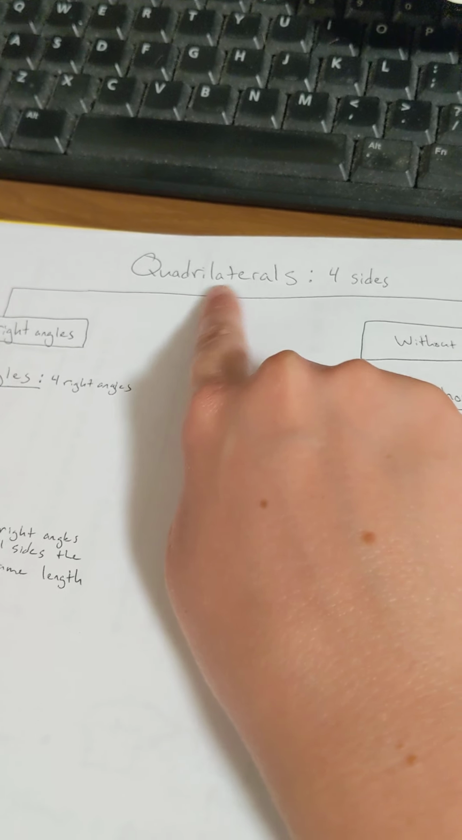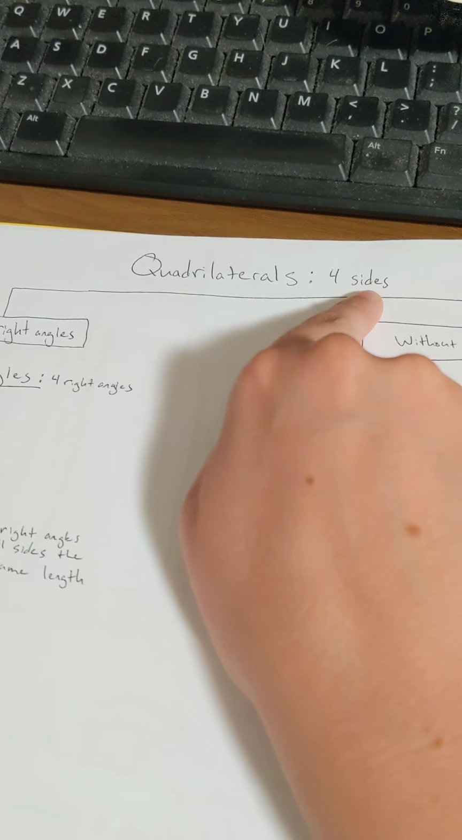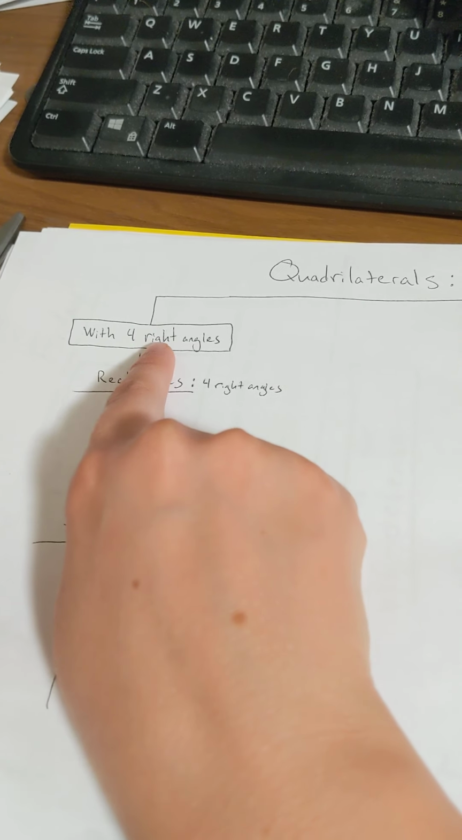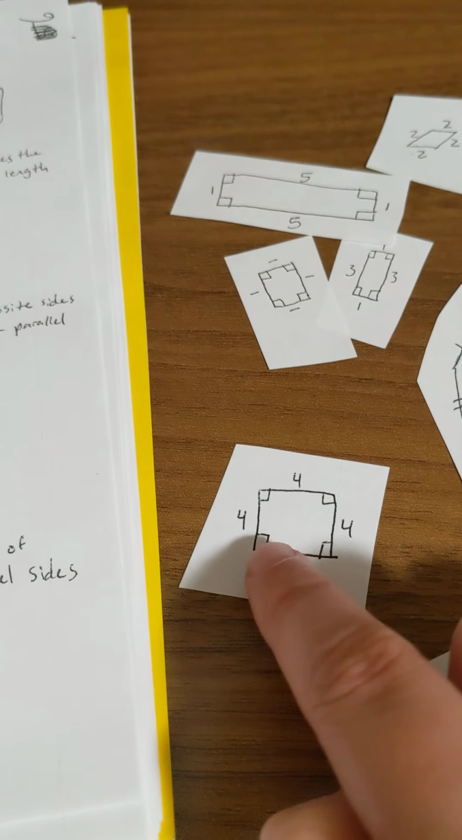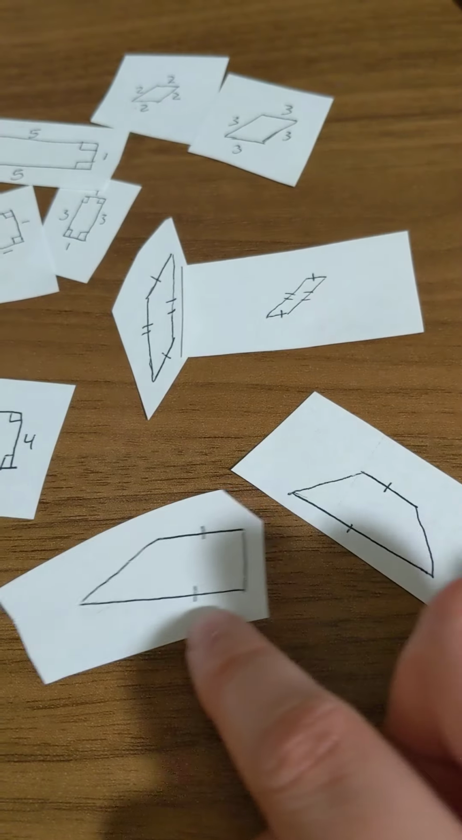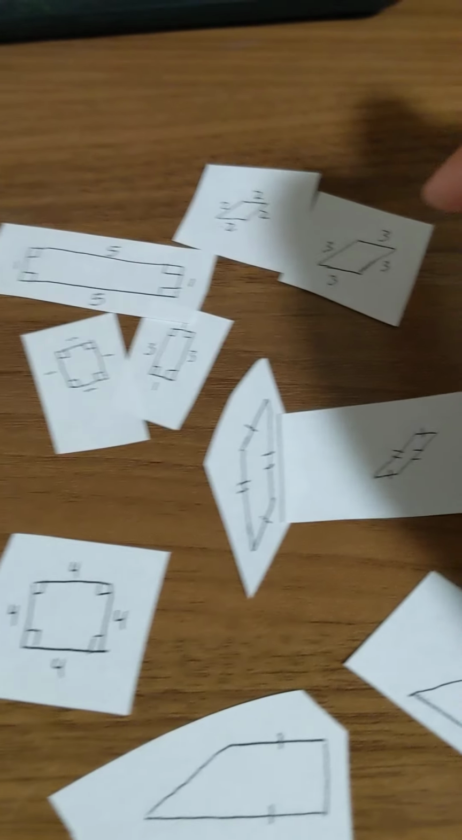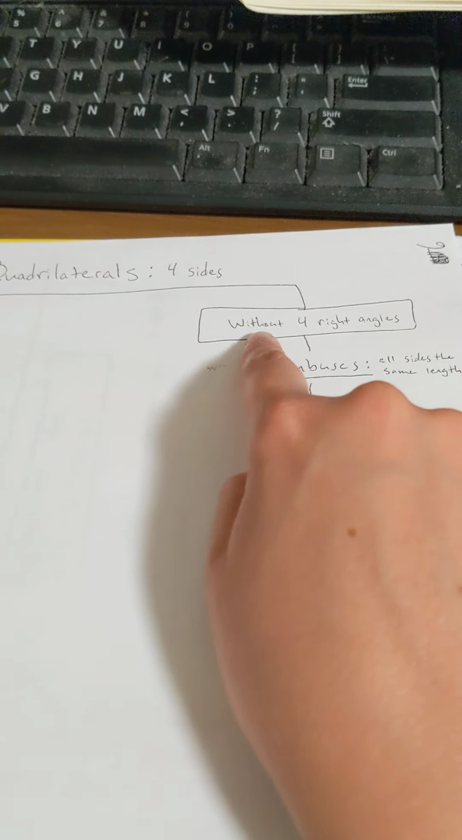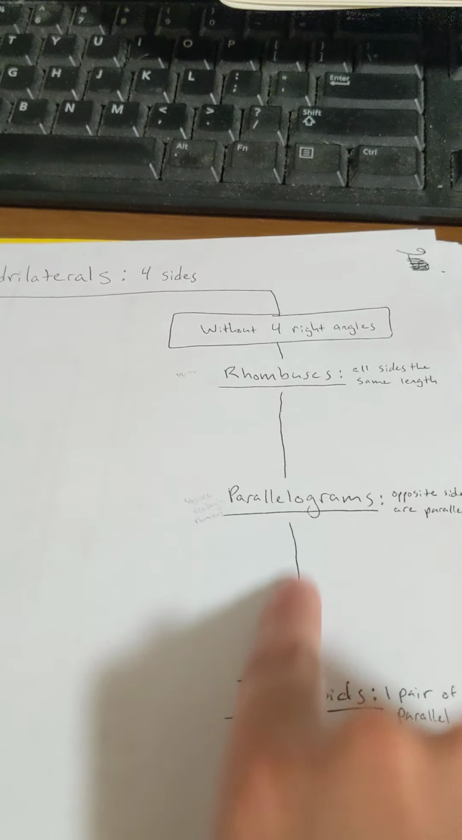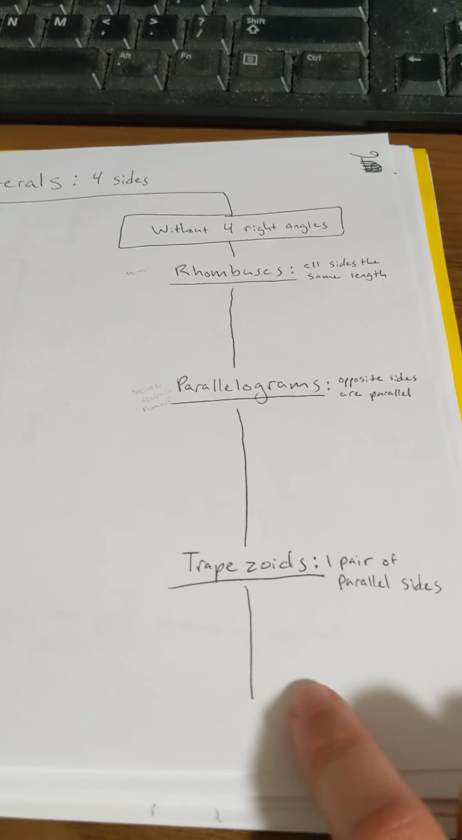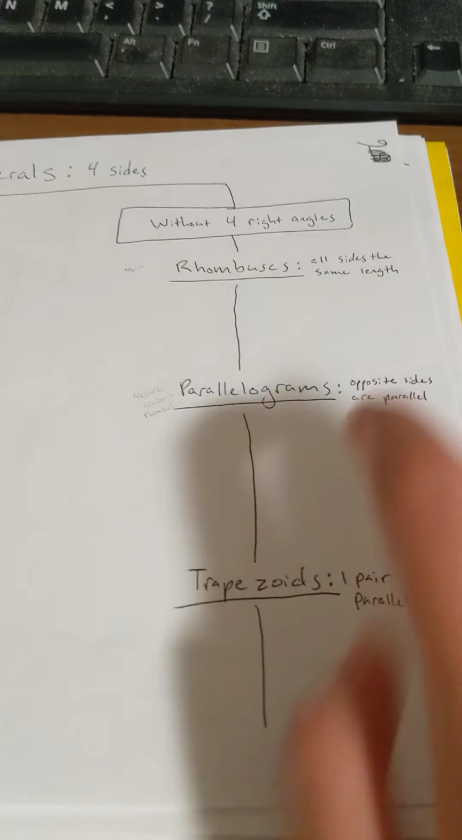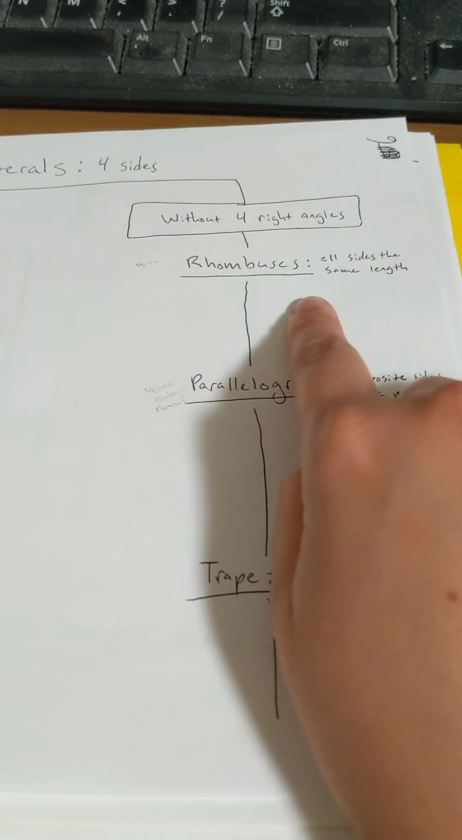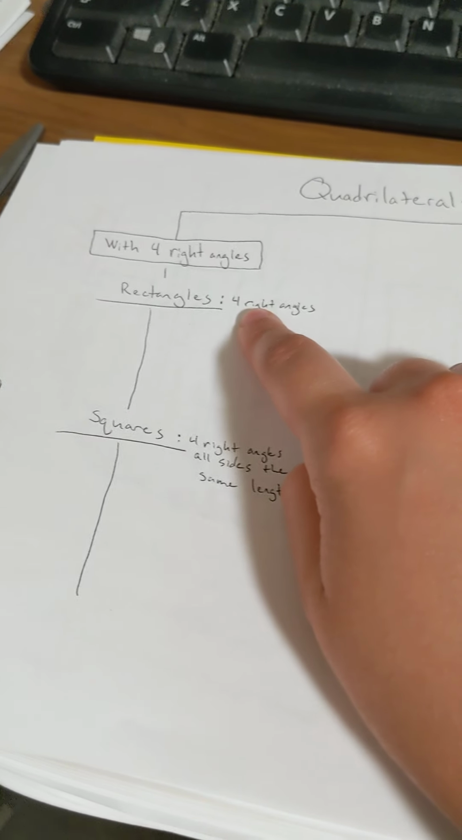Okay, so here we go. So this is how this map works. These are quadrilaterals, and quadrilaterals all have 4 sides. Okay, so on this side we have quadrilaterals that have 4 right angles. So 4 of these right angles. Let's see, oh, I didn't draw those on there. Just like these, okay? On this side, the right side, we have shapes without 4 right angles. So these shapes don't need to have 4 right angles. We might have some right angles on this side, but they don't have to be there. On this side, they have to be there.